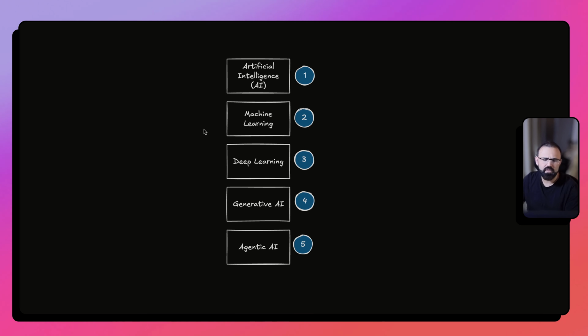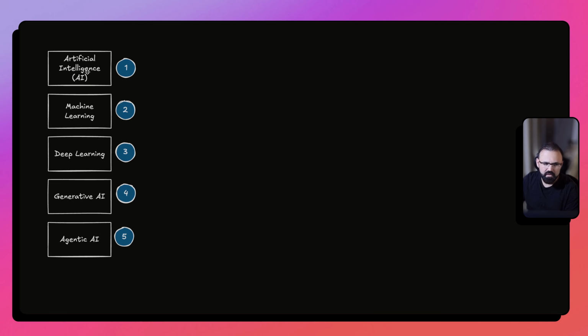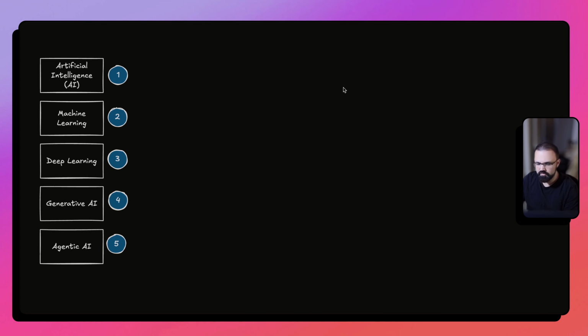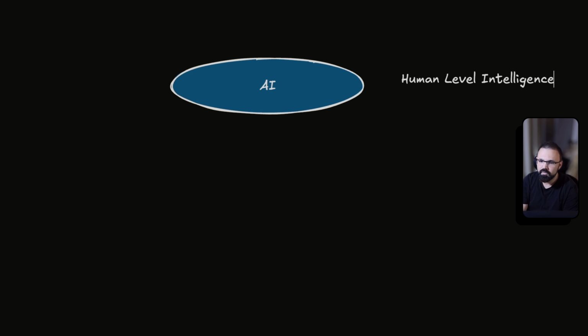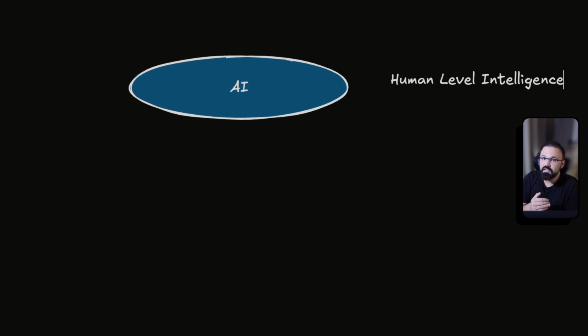So these are some of the areas that we'll touch upon during this video. So let's start with artificial intelligence. We'll start with the general concept of artificial intelligence, AI. Now AI is a broader term. The concept is to have human level intelligence, right? This intelligence could be either equal to human intelligence or even more.